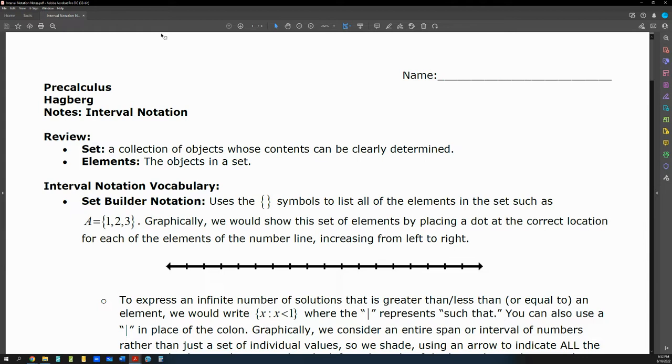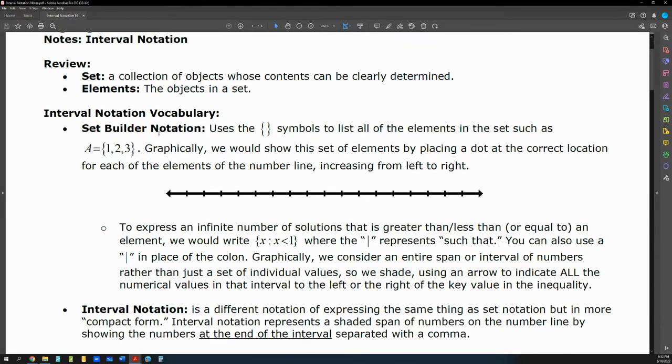To begin, a set is a collection of objects whose contents can be clearly determined. The objects within a set are called elements. We can use sets to describe solutions to inequalities, to equations, things like that. We use set builder notation using these curly brackets to list all of the elements in the set, such as the set A, which has elements 1, 2, and 3.